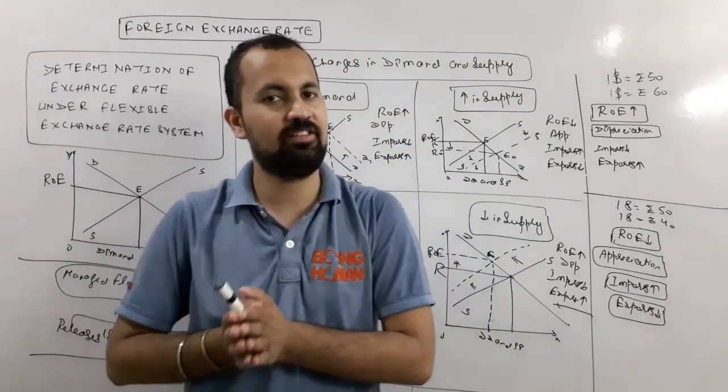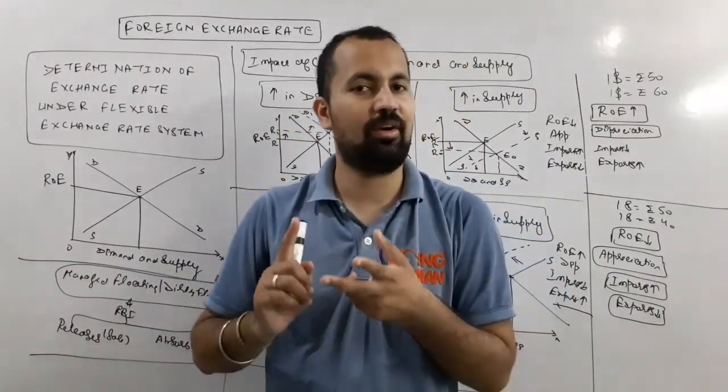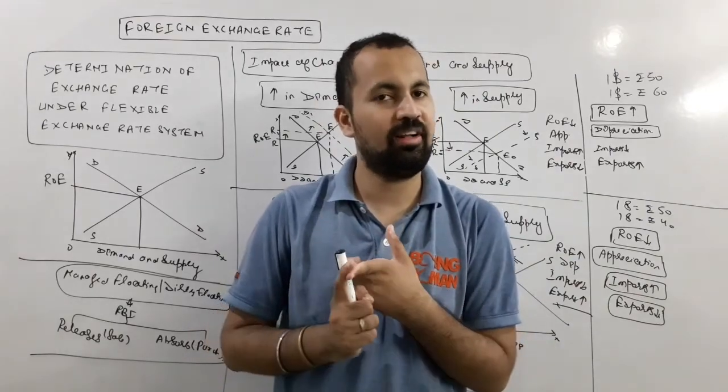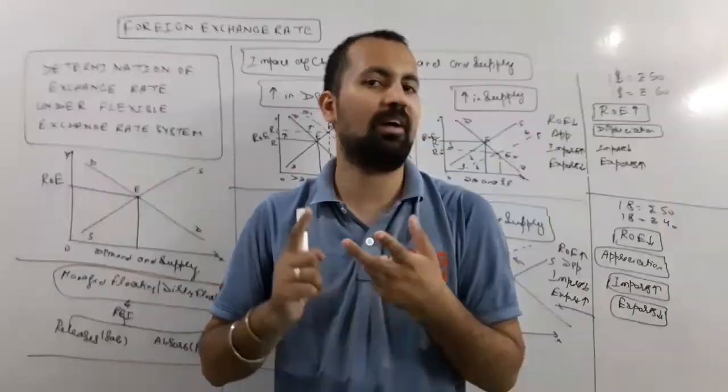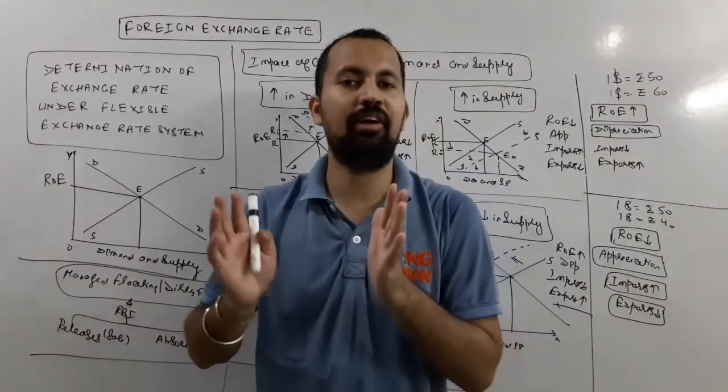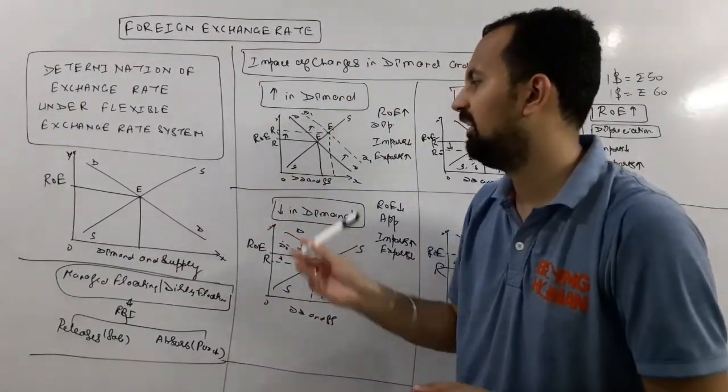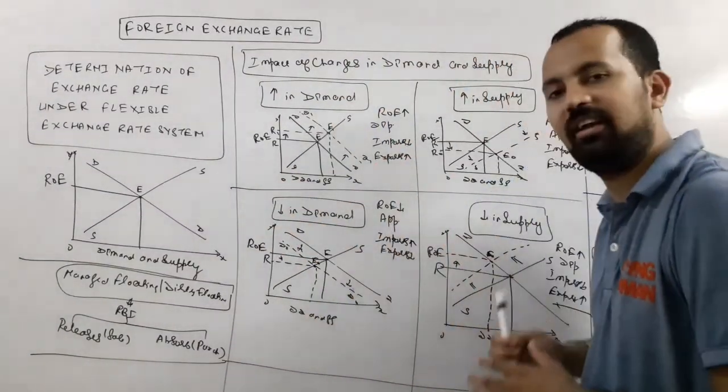This was the foreign exchange rate. We have discussed this chapter, that is foreign exchange rate, determinants of foreign exchange rate, the fixed exchange rate system and flexible exchange rate system, and the different situations, that is increase in demand, decrease in demand, increase in supply, decrease in the supply.